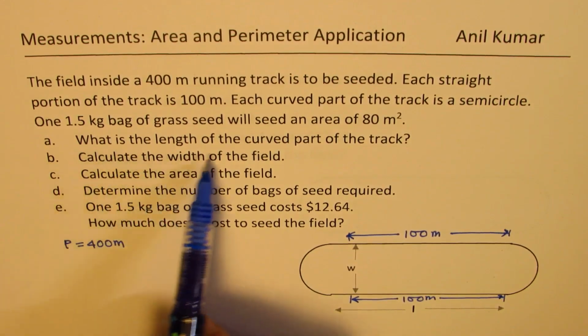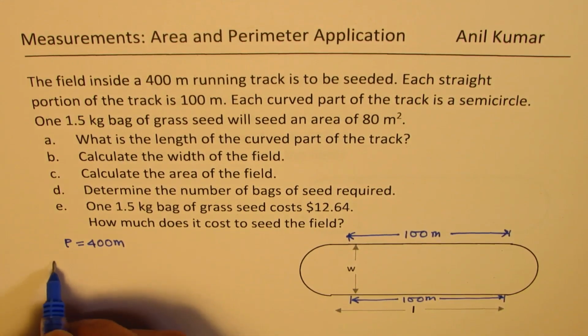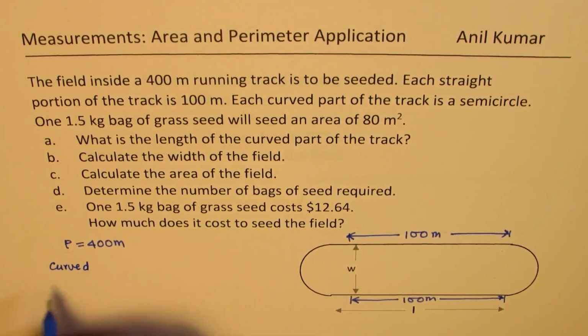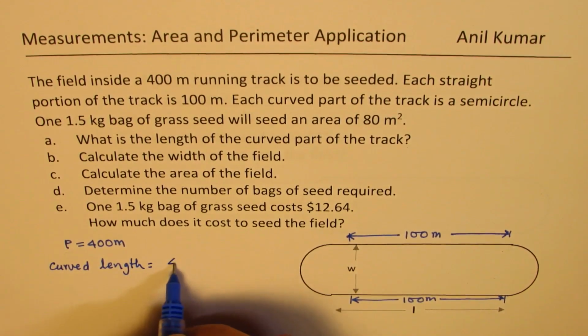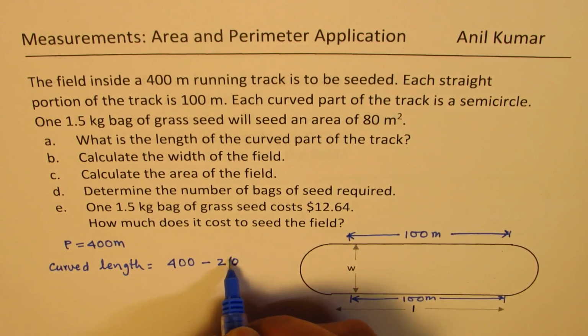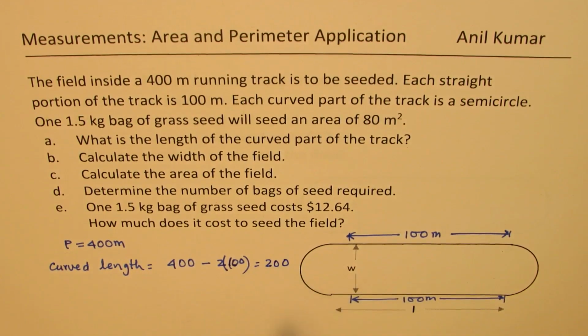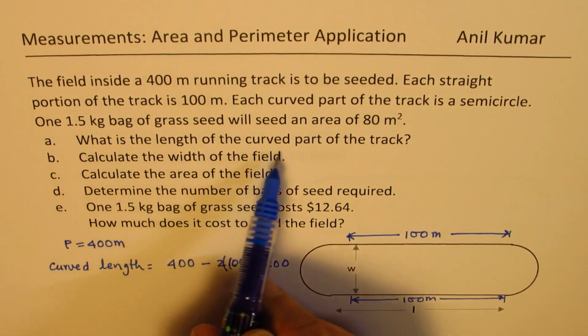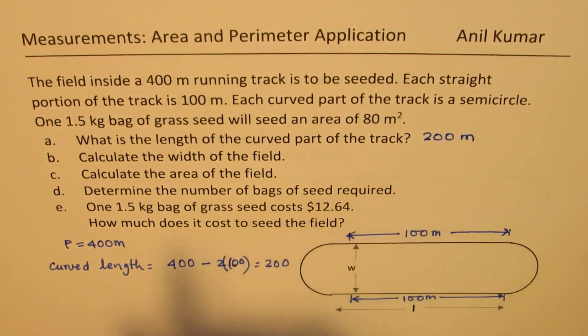Now we need to find what is the length of the curved portion. So there are 2 curved portions, they form a circle, right? So the length of the curved portion will be 400 take away 2 times 100, let me write 100 here. So that gives you 200. So the curved surface is 200. So we get the first answer. What is the length of the curved part of the track? So it is 200 meters.